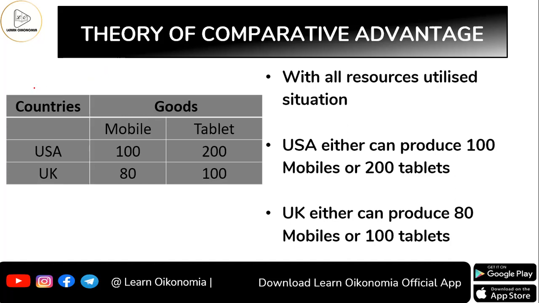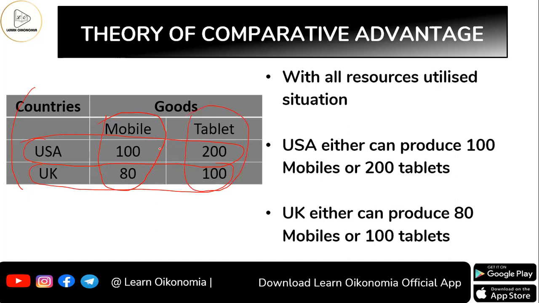Here, the first row is for USA. The second row is for UK. The first row is for USA and the second row is for UK. So what happens in the case of column? This column shows the production of mobile phones and this column shows the production of tablets.